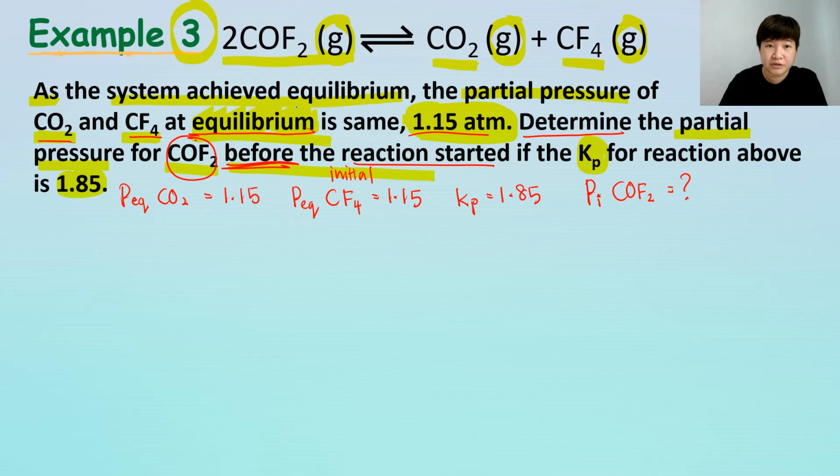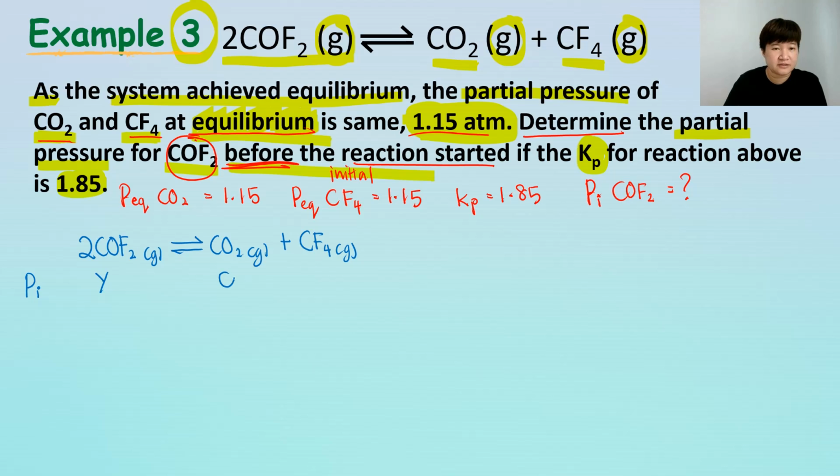We already have the balanced equation, so as always, the second step is your ICE table. 2 COF2 gas produces 1 mole of CO2 gas and 1 mole of CF4 gas. That is my balanced equation. The initial pressure of COF2 is the unknown that we are looking for. Put your unknown as something, let's say y. Your CO2 initial will be 0, and your CF4 initial will be 0, because they are products.